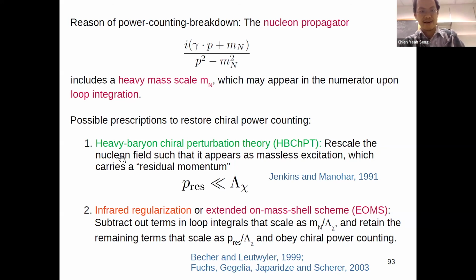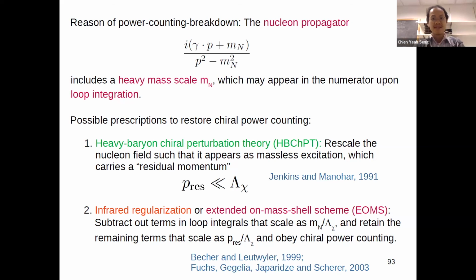The first and the easiest one is the so-called heavy baryon chiral perturbation theory, first formulated by Jenkins and Manohar. Namely, you redefine the nucleon field such that you scale out the heavy mass term, and then the remaining nucleon field appears as a light excitation, which carries a residual momentum very much smaller than the chiral breaking scale, so that now the power counting is p residual divided by lambda chi, so it's good.